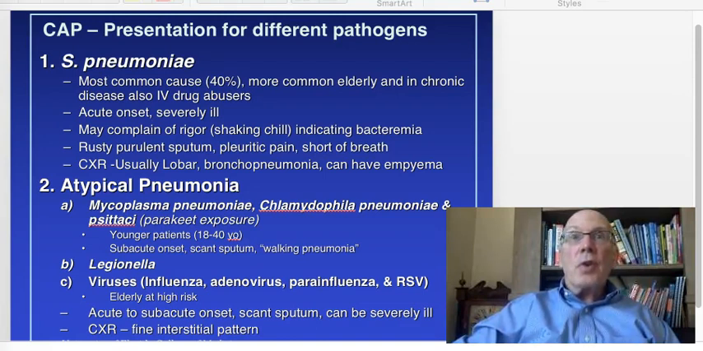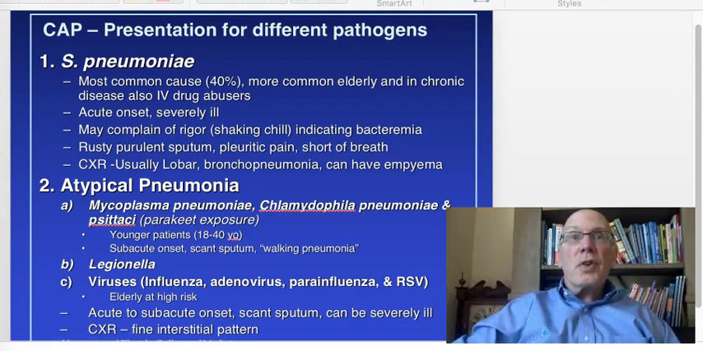Chest X-ray usually shows a lobar pattern and less commonly bronchopneumonia. Patients with peripheral infiltrates can develop an empyema, a collection of purulent fluid in the pleural space that usually requires drainage. The second major cause is atypical pneumonia, which is caused by first Mycoplasma pneumoniae and Chlamydophila pneumoniae, usually found in young patients aged 18 to 40 years of age.